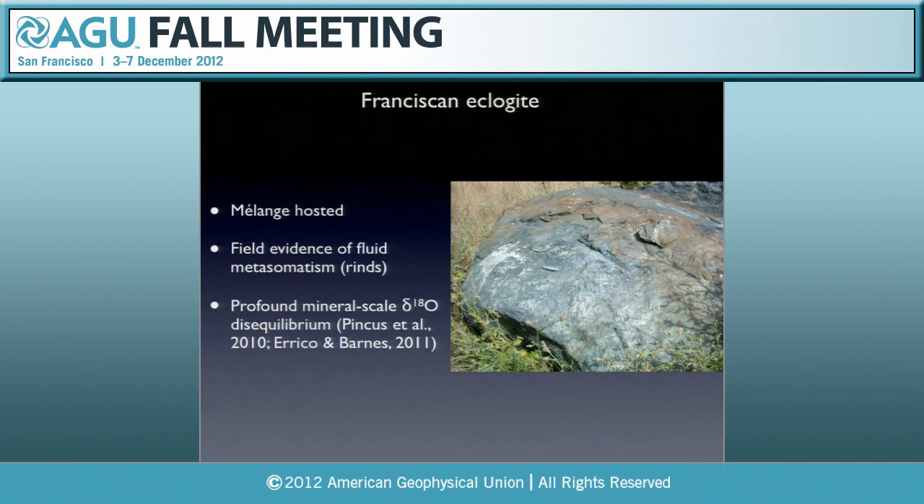There is, again, lots of evidence for fluid metasomatism in the form of rinds. Here's one on an eclogite block. But contrary to what we find in Greece, there's profound mineral-scale oxygen isotopic disequilibrium between the garnets and the pyroxenes and other minerals in the block. So a little bit of a different thing.